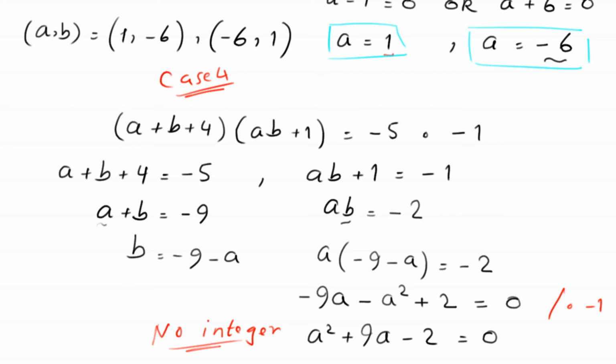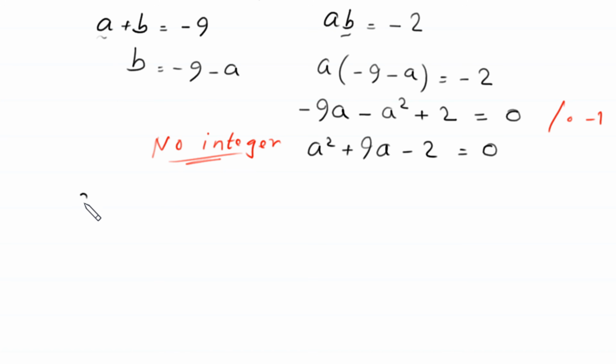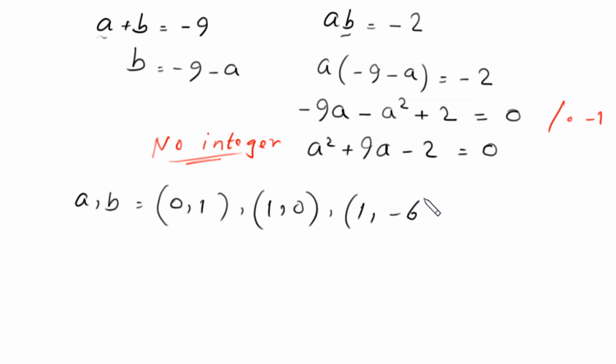So we get 4 pairs of solutions of a comma b. A comma b is equal to 0 comma 1 and 1 comma 0, 1 comma negative 6 and negative 6 comma 1.